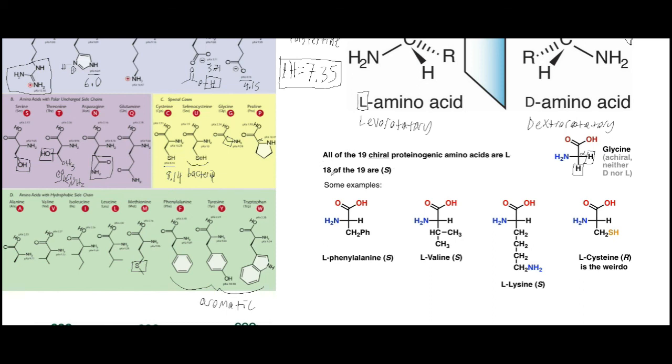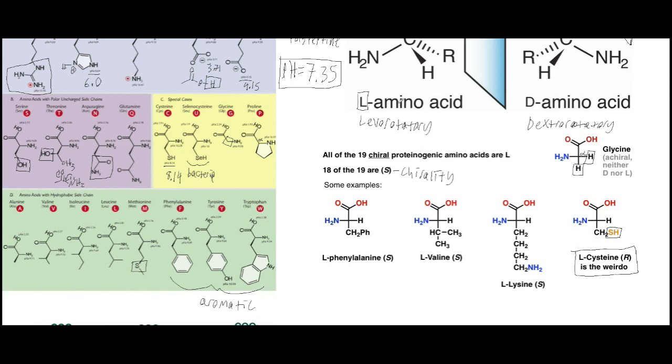And so 18 of the 19 amino acids have the S chirality, and the one exception is cysteine, the one with the sulfur. I mean, the sulfur doesn't have anything to do with it being R chiral, but it just makes it easier to remember that that's the exception to the S rule. Cysteine is the weirdo. It's the one with the R chirality. It is still L.